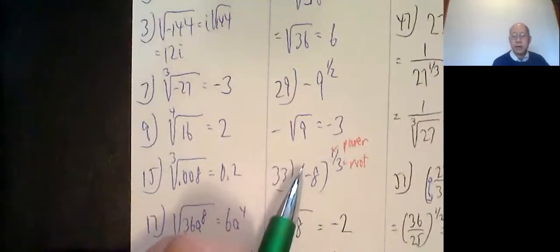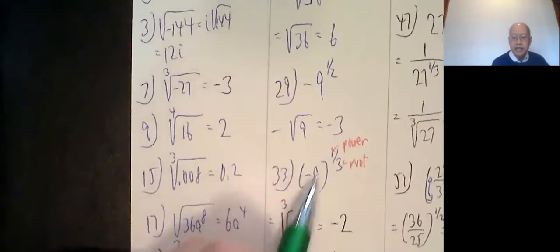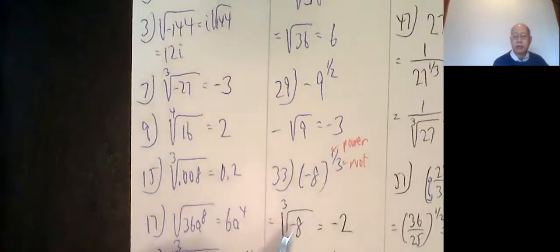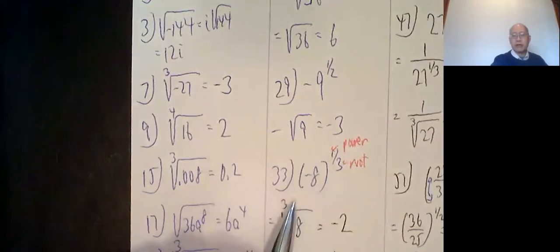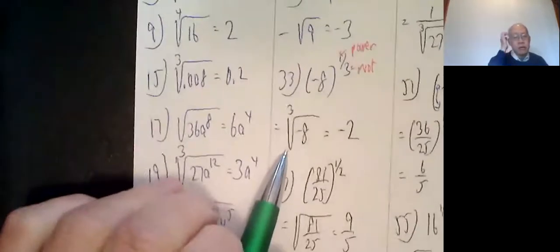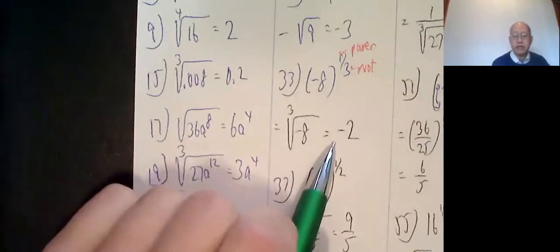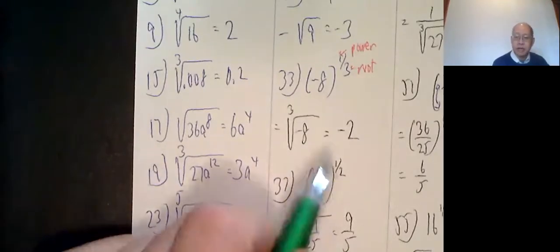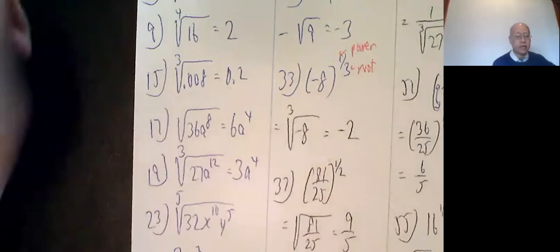Okay. And you can see here, if it's in parentheses, then that's the thing you're doing the operation on. That's the power, that's the root. But if the power is 1, you don't even have to write it, and it's a cube root. So cube root of negative 8 is a real number. It's negative 2, because negative 2 times negative 2 times negative 2 is negative 8.